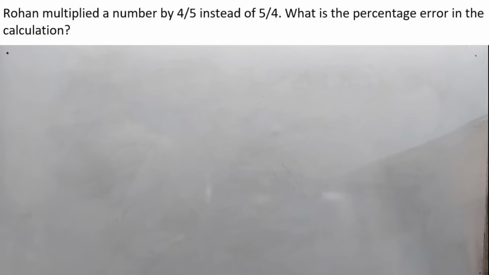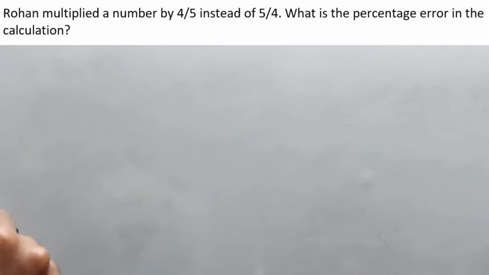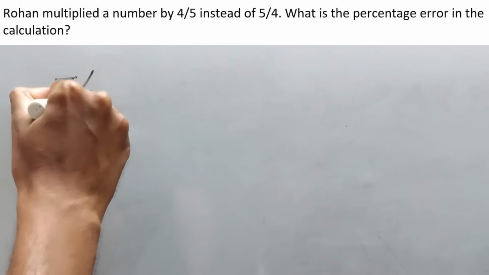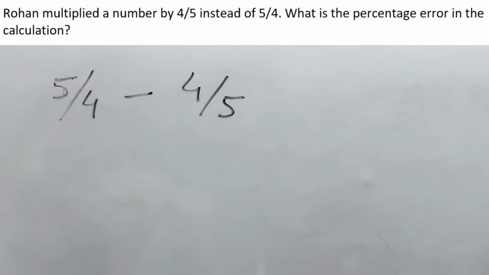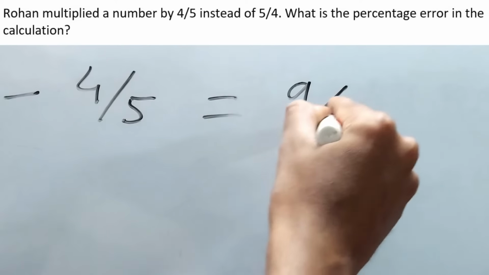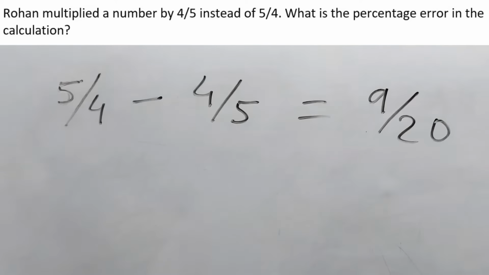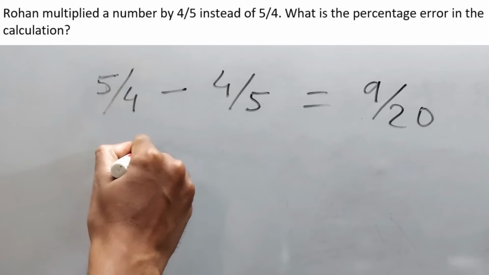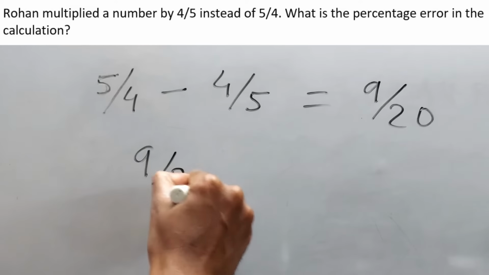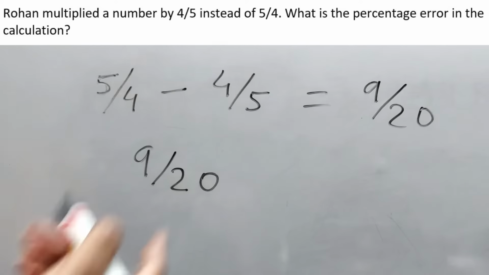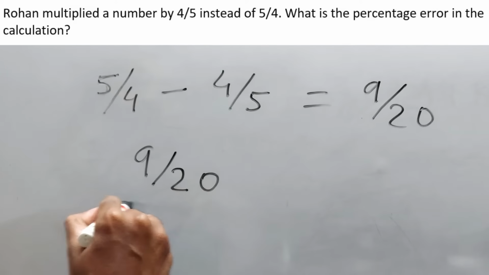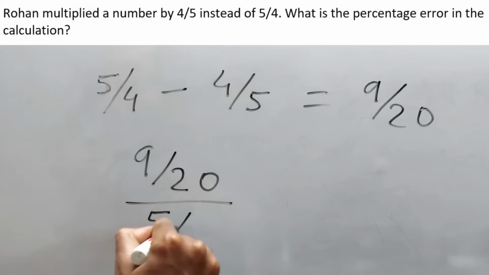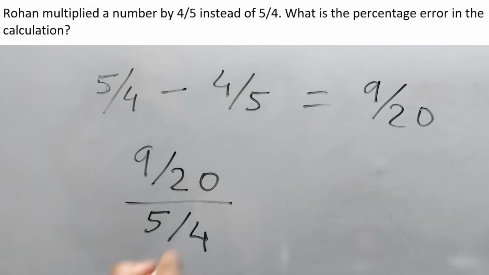Okay, let us solve this. So we'll have to find the difference between this 5 by 4 and 4 by 5, which is 9 by 20. I'm just writing it directly. Okay, simple. Now we'll have to find the percentage error in the calculation. Now, what is the error? That is 9 by 20, right? And what is the actual thing? That is 5 by 4. That was the actual number that has to be multiplied.